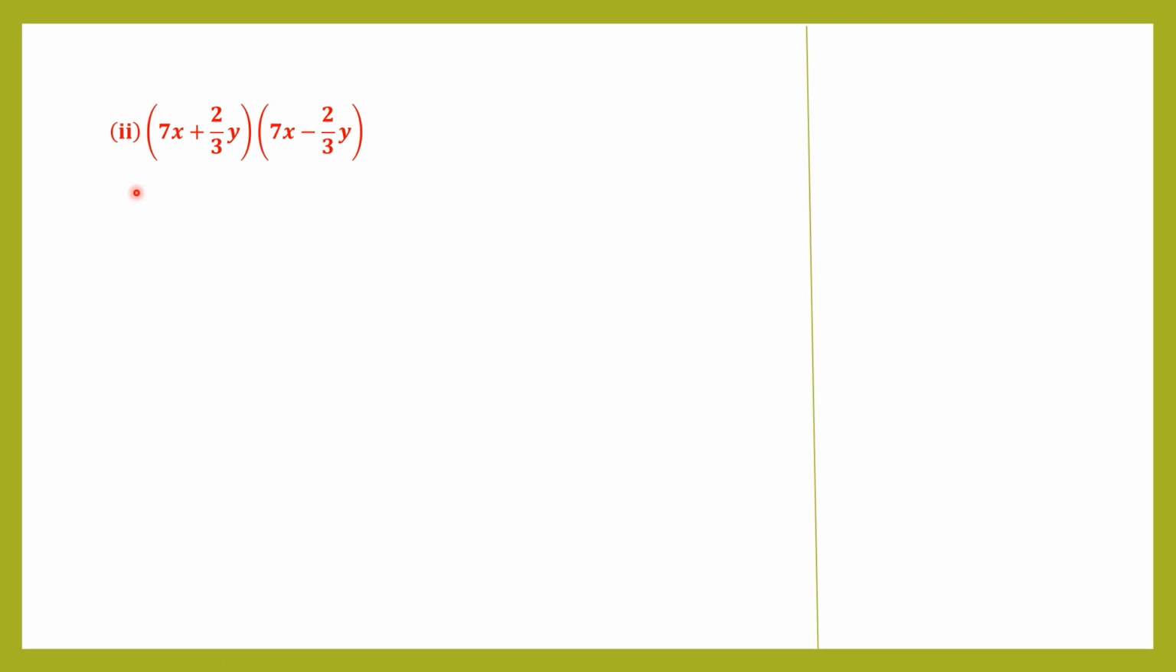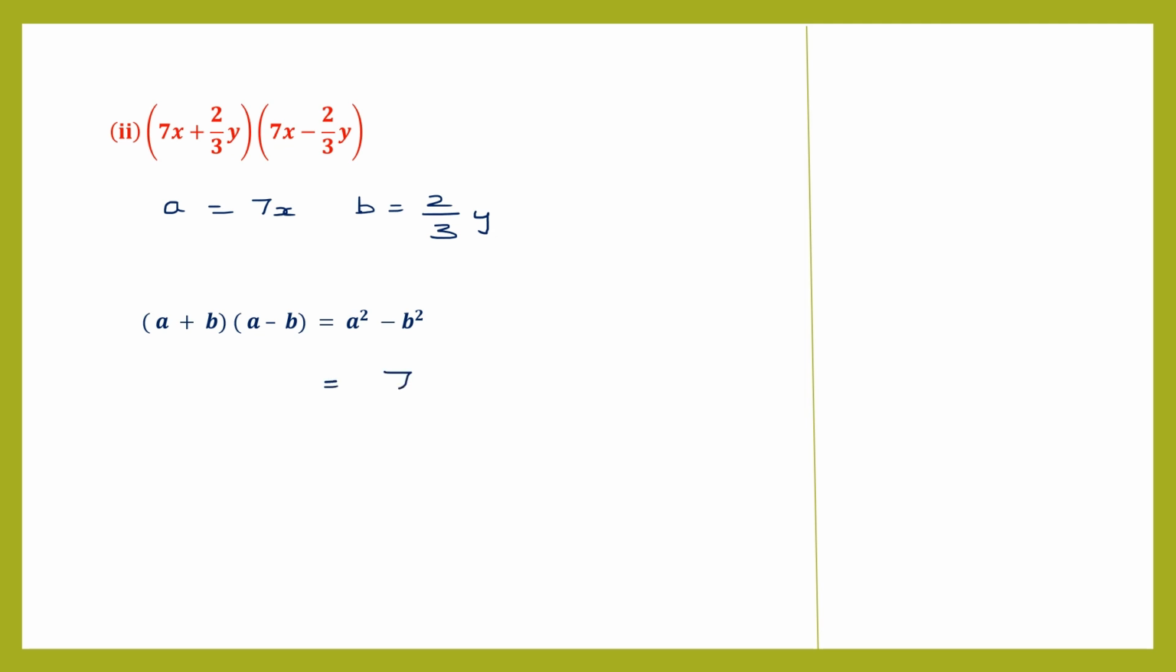Next one. Here also you can see this is addition and subtraction, the sum and the difference of the same terms, and we're finding the product of those two. So we can again apply the formula. This will be A and this will be B. A is 7x and B is 2 by 3y. According to the formula, A plus B into A minus B is A square minus B square.